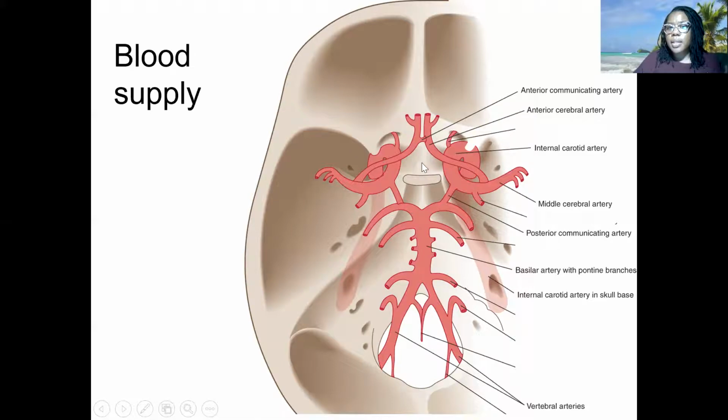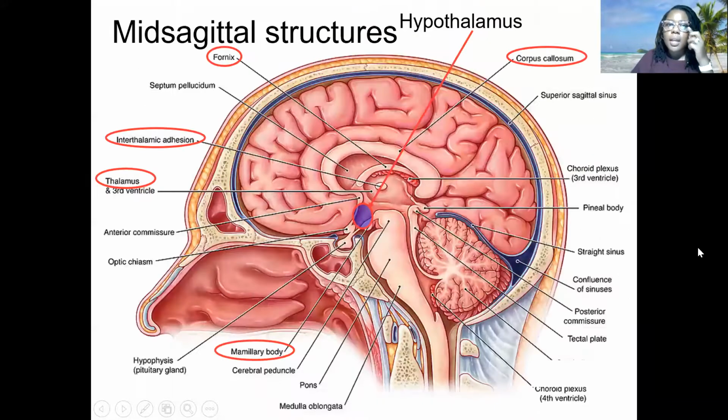So for example, we can see the sphenoid bone centrally here, and then the pituitary fossa, and that's where we have the anterior communicating artery, just as a point of communication between the skull and the circle of Willis.